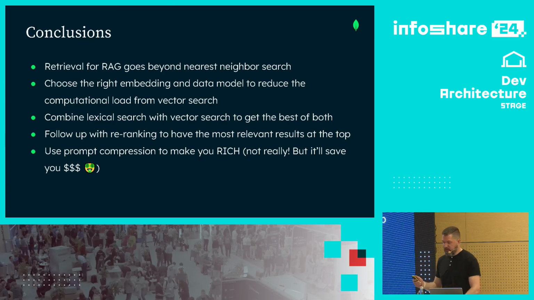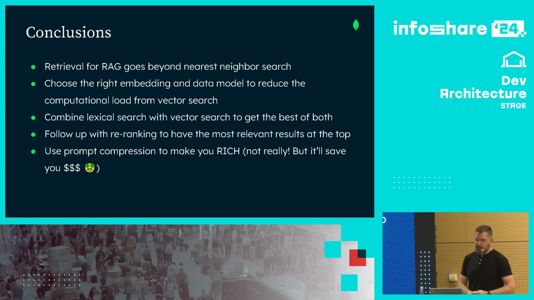And so what have we learned here? We've learned that retrieval augmented generation goes beyond nearest neighbor search. Choosing the right embedding model and pre-filtering that metadata can help us to reduce computational load from vector search. We can combine full text search, lexical search with vector search, also known as hybrid search. And then using re-ranking as a final step, we can find the most relevant results, make sure that they're at the top of that context window. And then lastly, carefully using prompt compression can make you rich. Not really, but it could save you some money.